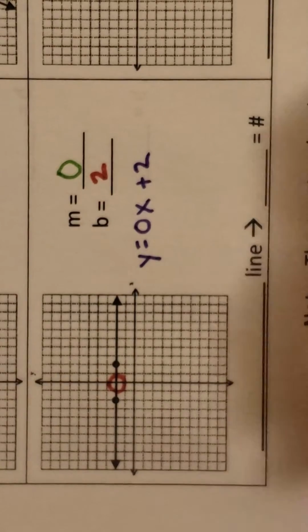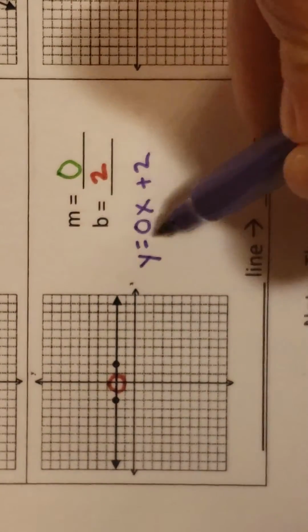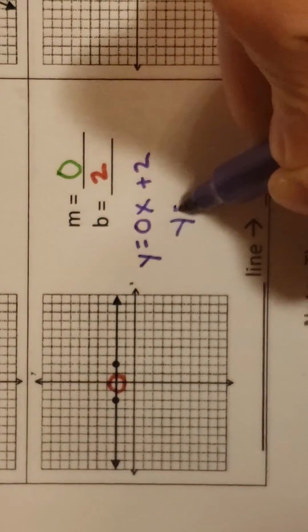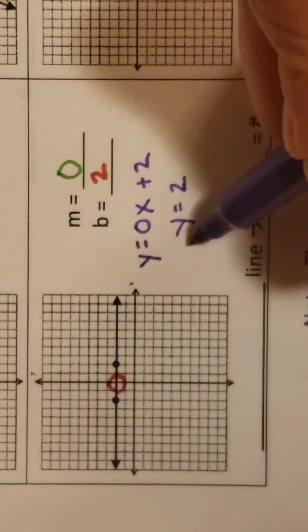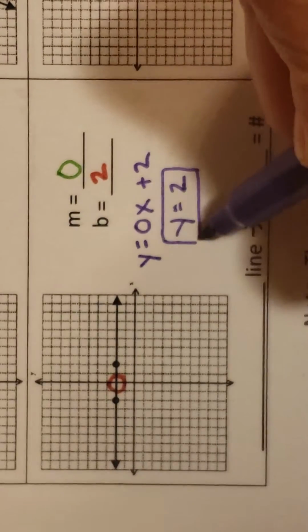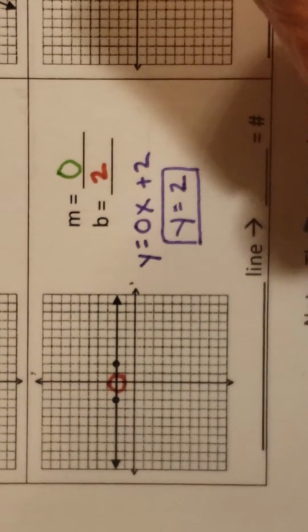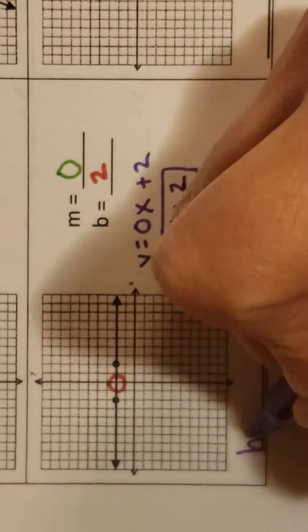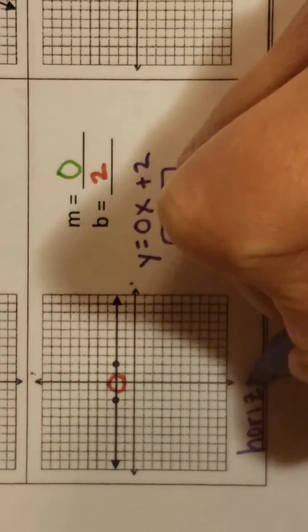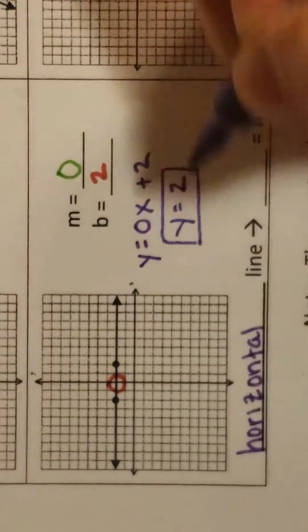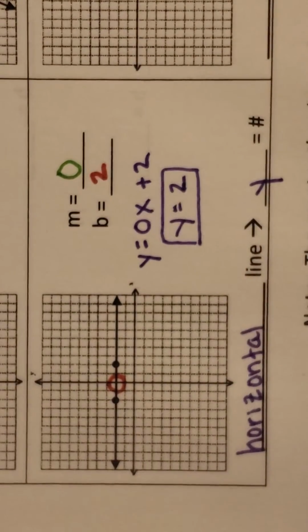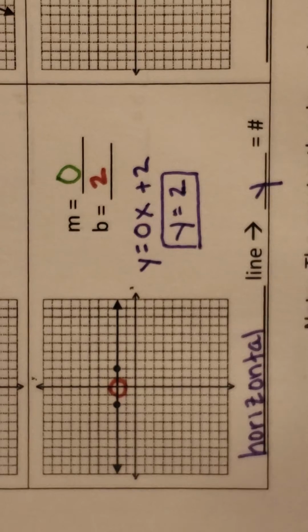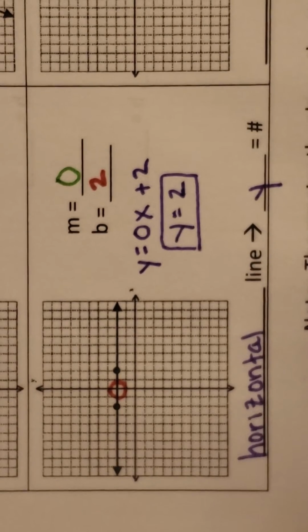Is there something that strikes you kind of funny about that? Yeah, we don't need this. We can just say y equals 2. 0x is kind of funny, so we drop it. Here's a really important thing for you to learn. A horizontal line is always going to be y equals some number. We've talked about that briefly in the past, but again, it's good to have a reminder.